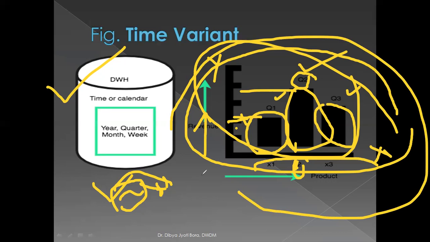Now do you understand? So what does time variant data mean? Interval wise, quarter wise, monthly wise, the data analysis we do, that is what we call time variant data, and that is what we keep in the data warehouse. Is this clear to everyone? Yes, sir.